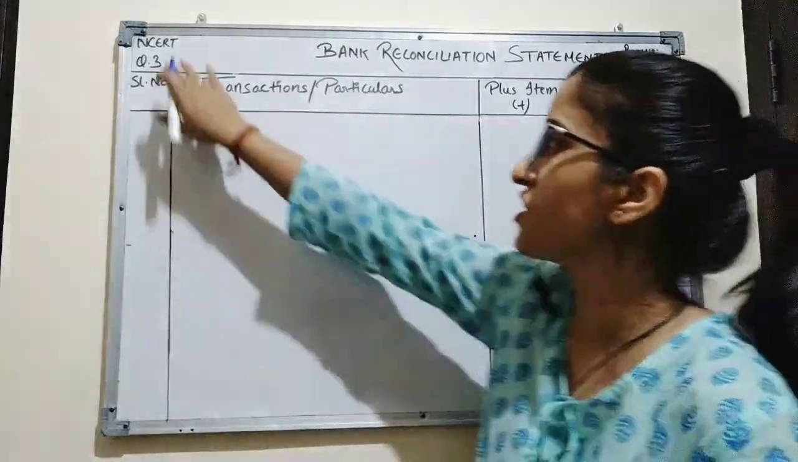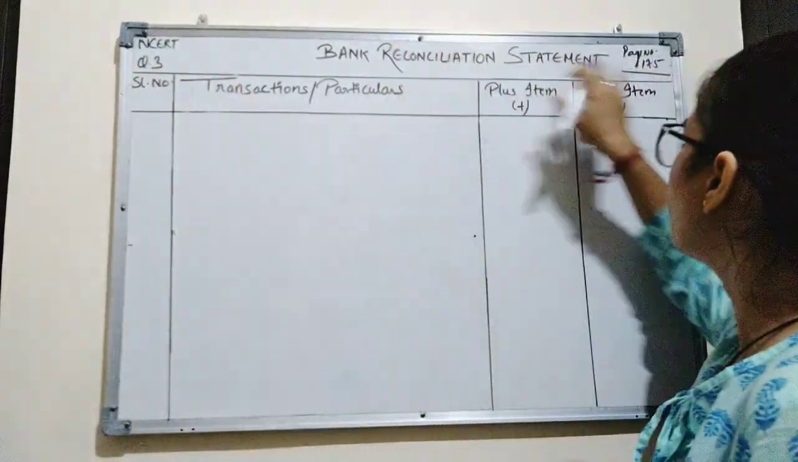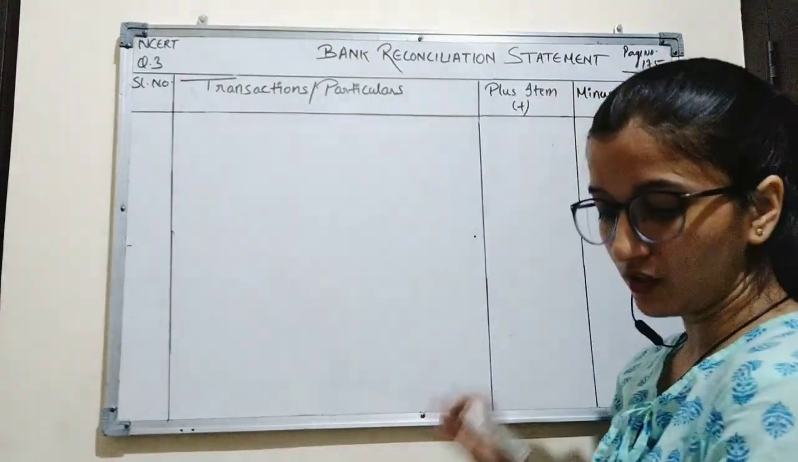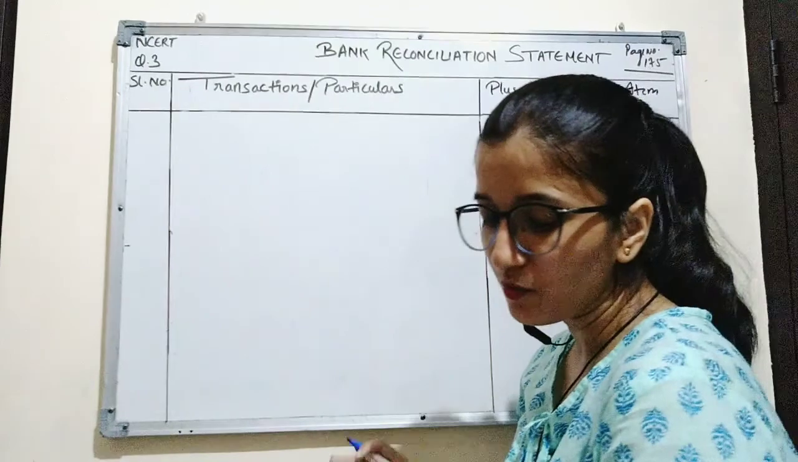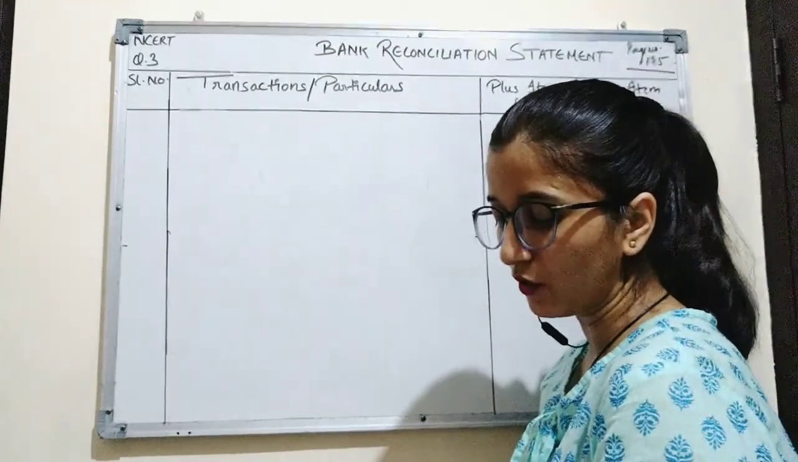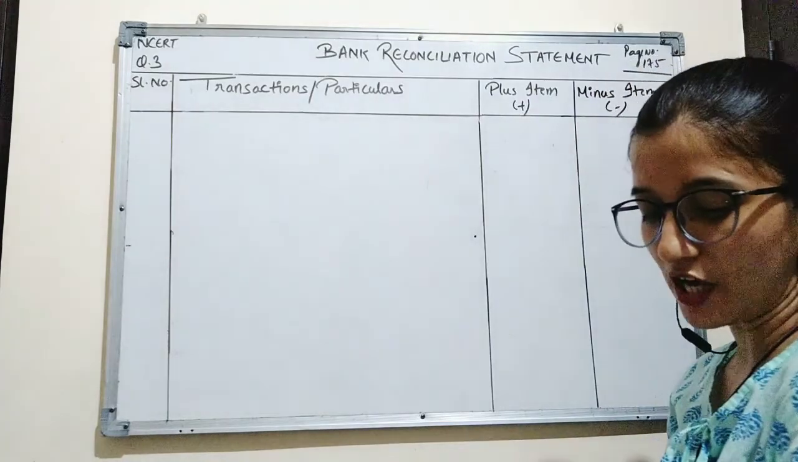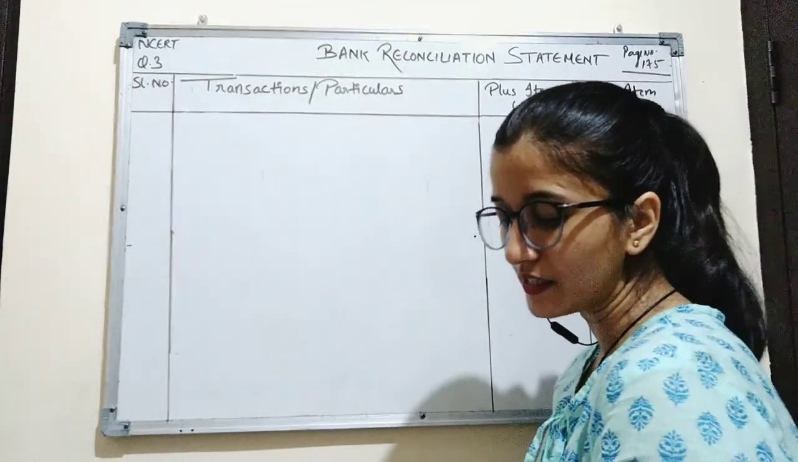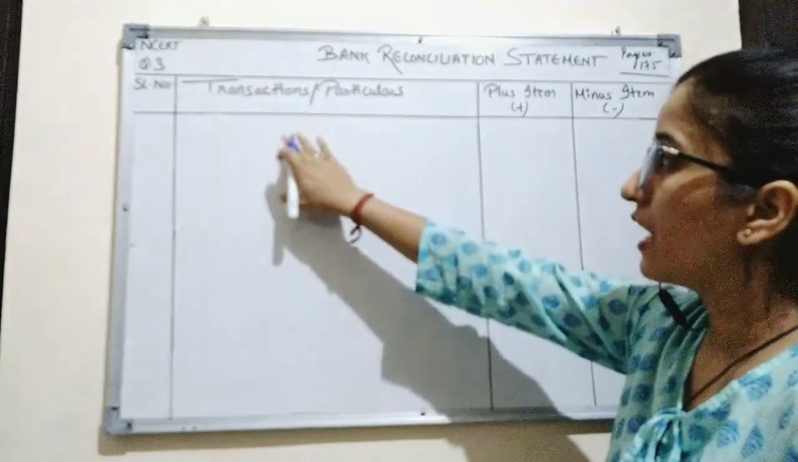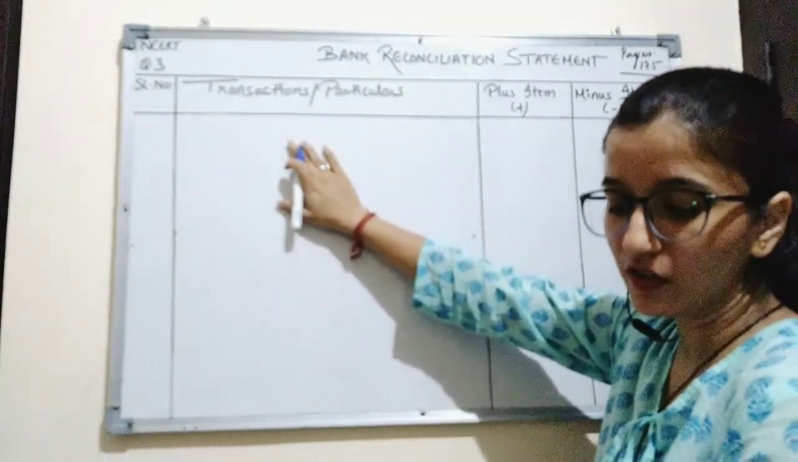Now, here is question number 3 of NCERT, page number 175. According to this question, the cash book shows a bank balance of rupees 7800. On comparing the cash book with passbook, the following discrepancies were recorded. So here, a cash book balance is given in the question.